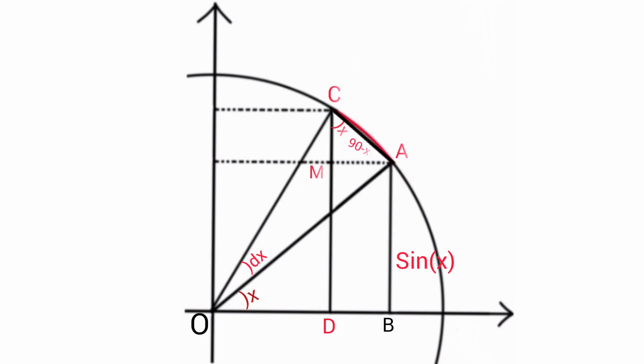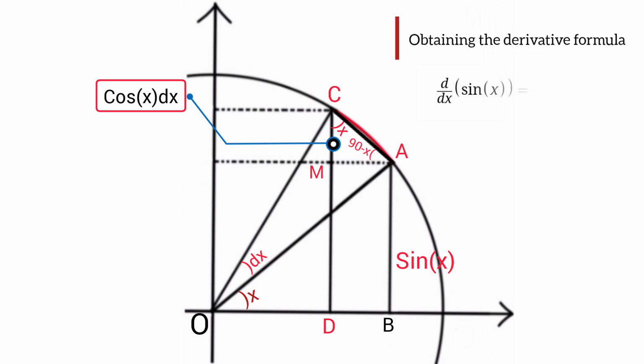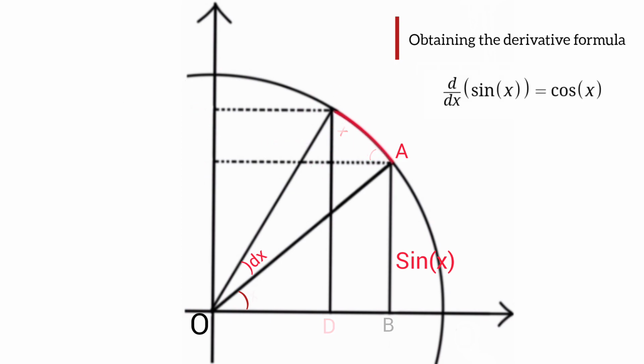Consequently, the cosine x component of the arc CA constitutes the length of the change in the sine x side. By further simplification, taking the ratio of the functional change to the angular change, we get the derivative of sine x to be cosine x.